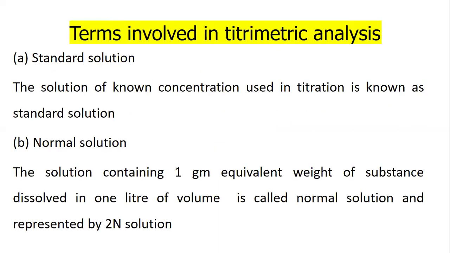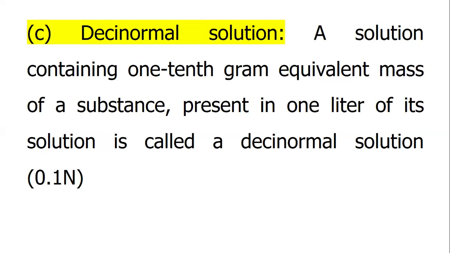Terms involved in titrimetric analysis. Standard solution: the solution of known concentration used in titration is known as standard solution. Normal solution: the solution containing 1 gram equivalent weight of substance dissolved in 1 liter of volume is called normal solution and represented by 1 N.